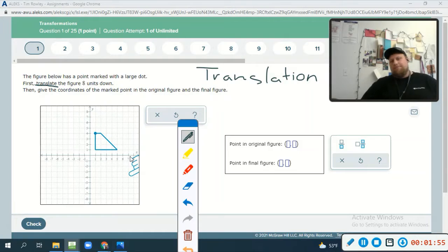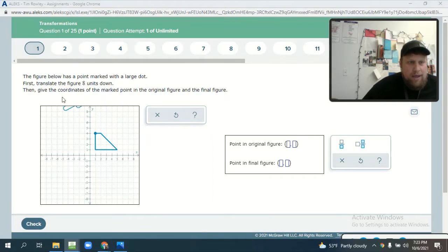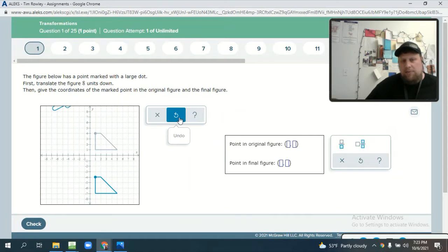All right. So here we are, and what do we see right here? It says the figure below has a point marked with a large dot. First translate the figure 8 units down. Well, where's down? It's down here. So we're going to take this, and we're going to drag this point 1, 2, 3, 4, 5, 6, 7, 8. Then give the coordinates of the marked point in the original figure and the final figure. By the way, if you ever mess up, you can always click the X button to start over or undo something you did there. Okay?